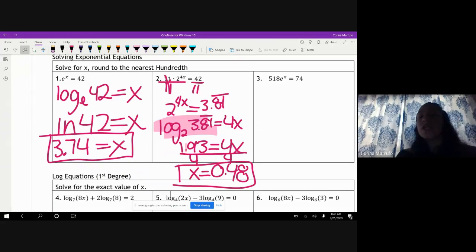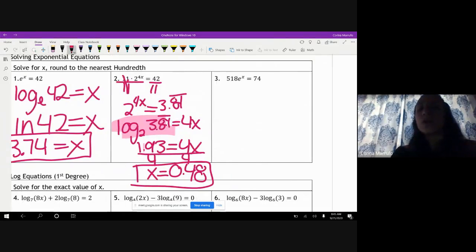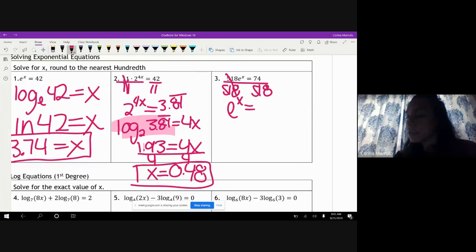All right, the next one, it's 518 e to the x power equals 74. We're going to solve for x. Our first step is to divide both sides by 518. We need to get rid of the number that's there with the e to the x power. So that cancels and we get e to the x power equals 74 divided by 518. And that gives me 0.14.